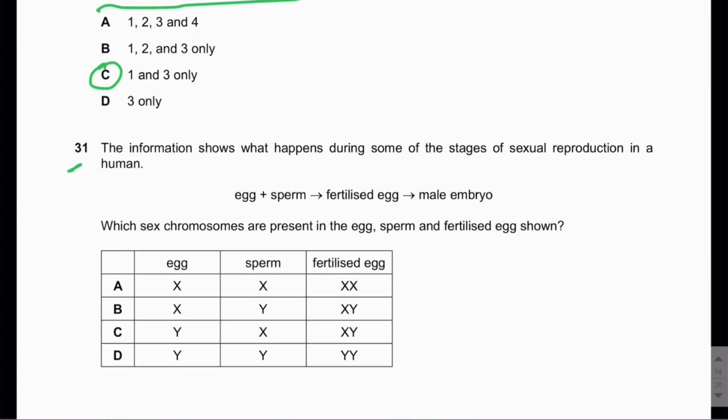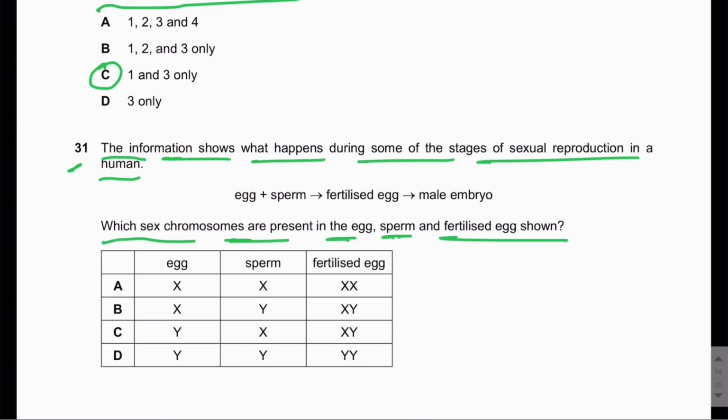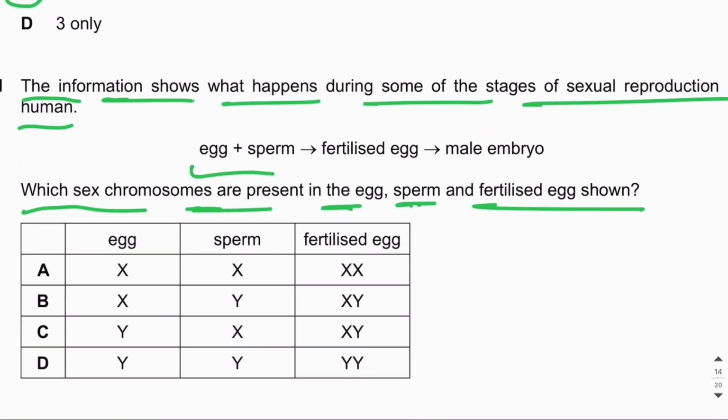MCQ number 31. The information shows what happens during some of the stages of sexual reproduction in a human. Which sex chromosomes are present in the egg, the sperm, and the fertilized egg shown? So, guys, if we see, the egg is fertilizing with the sperm, or the sperm is fertilizing the egg. The fertilized egg or zygote is formed, which develops into a male embryo. And they're talking about sex chromosomes, in humans. So, as you all know, male contains XY chromosomes, right? So, fertilized egg should contain XY chromosomes, right?